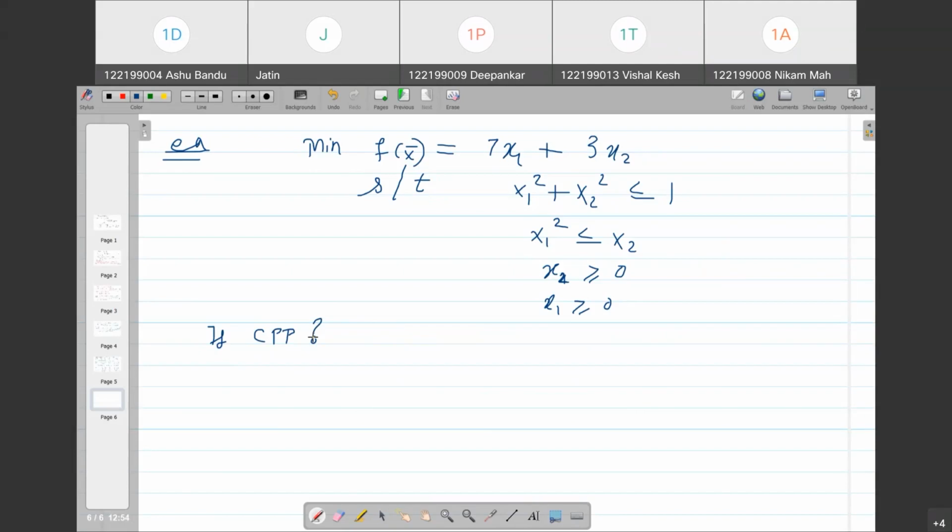Is your f a convex function? Yes. Why? Because it's a linear function. Your f of x bar is nothing but 7x1 plus 3x2. It's a linear function, therefore it's a convex function.